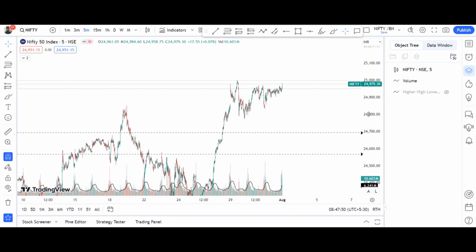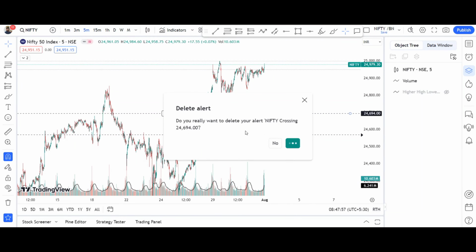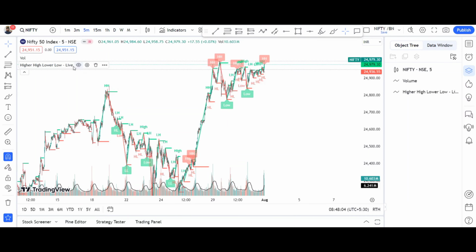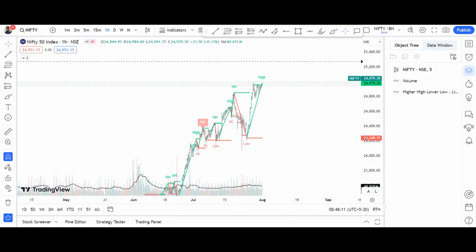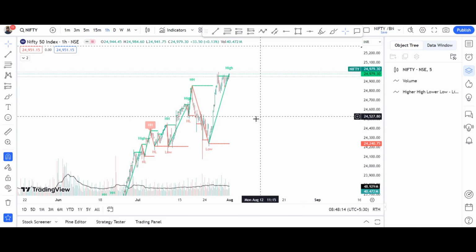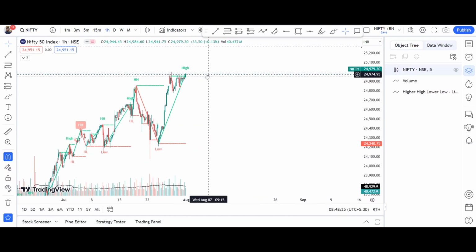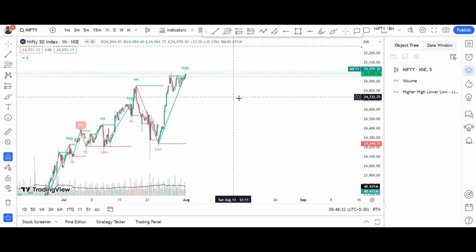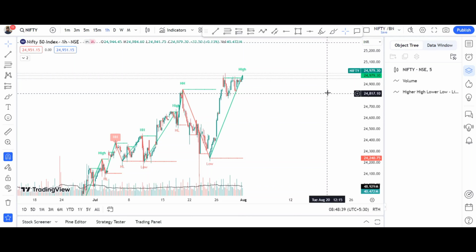The first step of analyzing the market is to get to know what market structure the chart is telling us. So, for that, I am using a higher high, lower low indicator, and I am changing the time frame to 1 hour. In 1 hour, it is in an uptrend because it broke the previous high, made a higher high, and made a new high, and we can expect a bullish move. We can say the market is bullish in 1 hour. So we get the market structure.